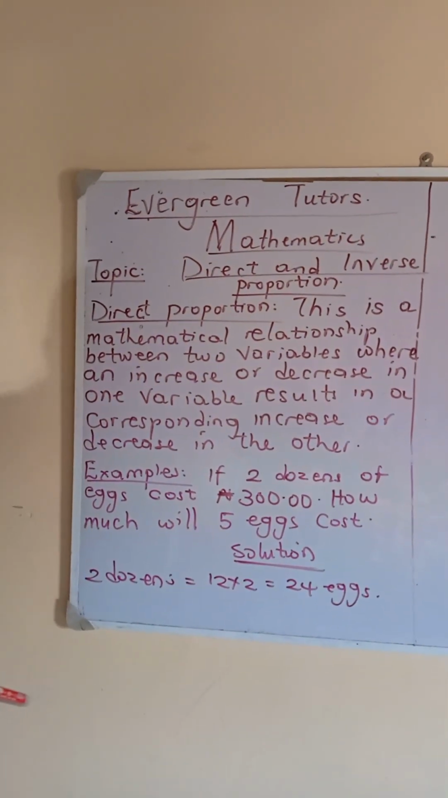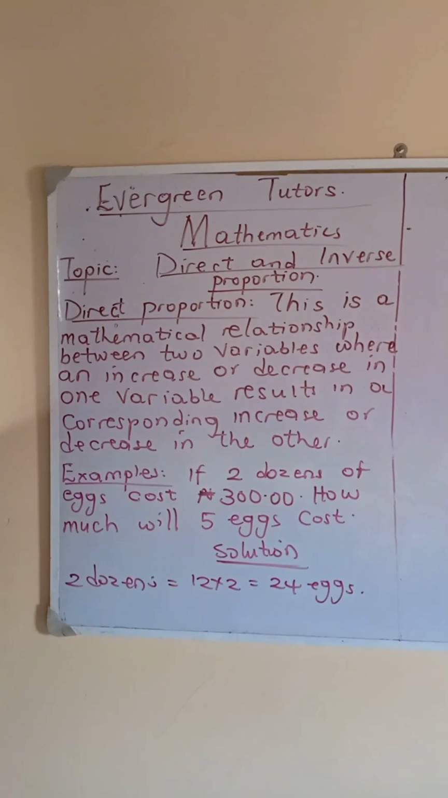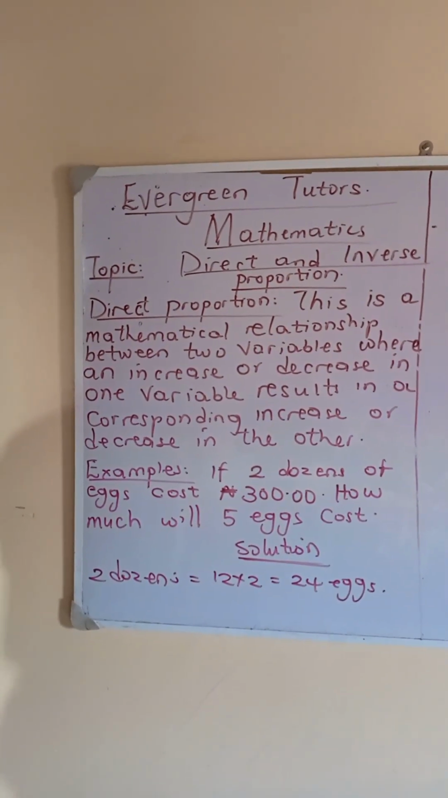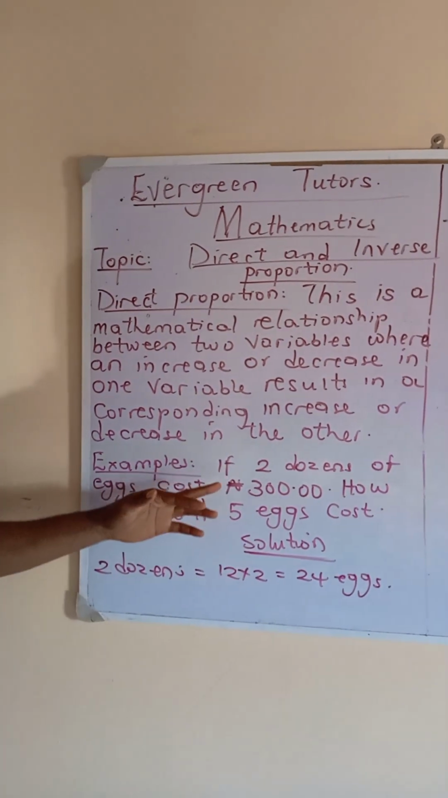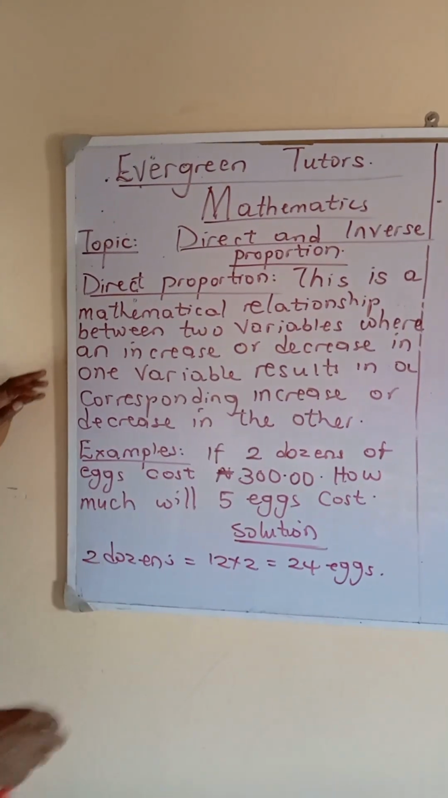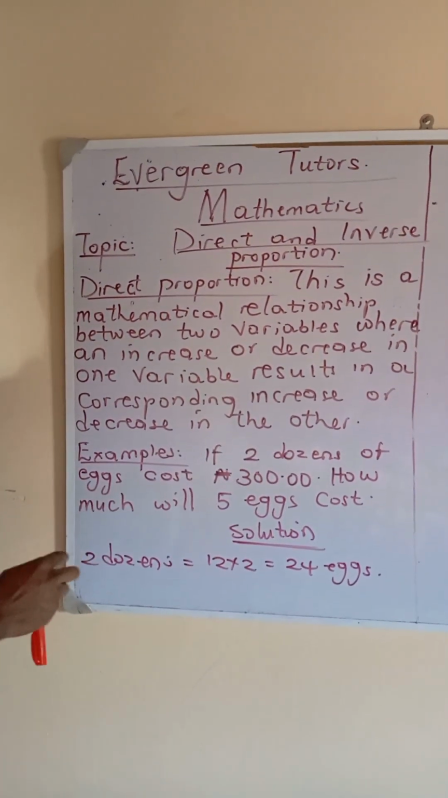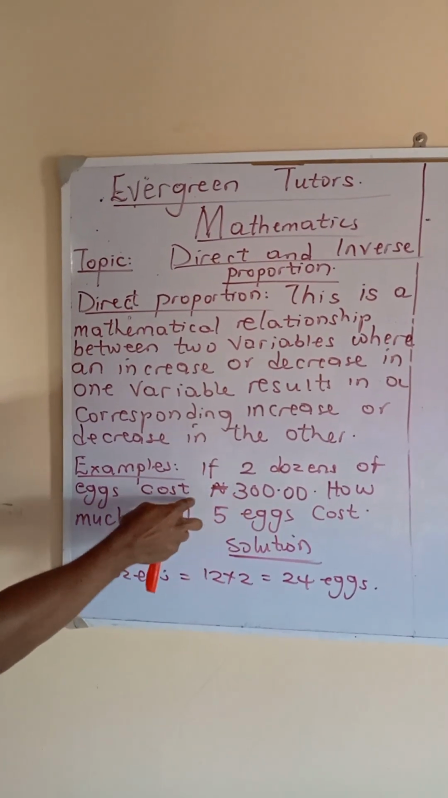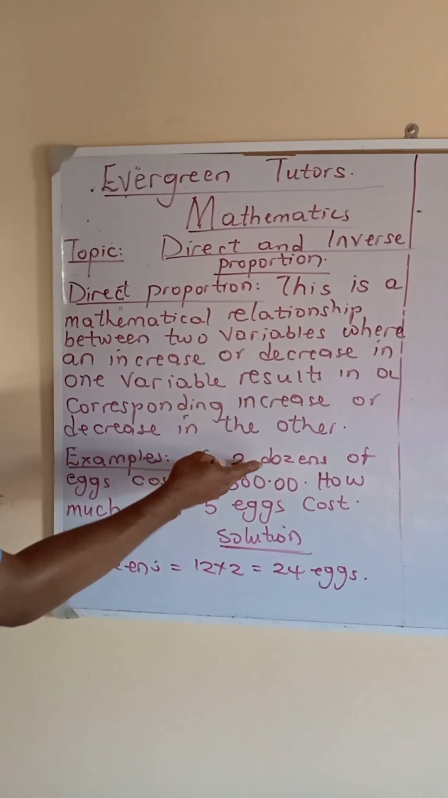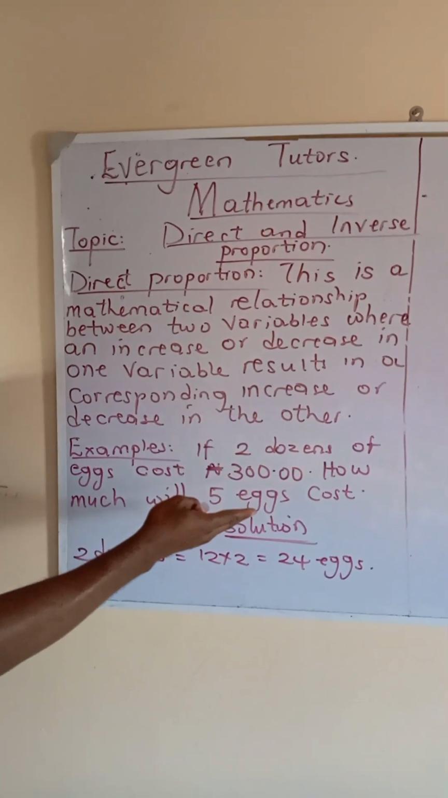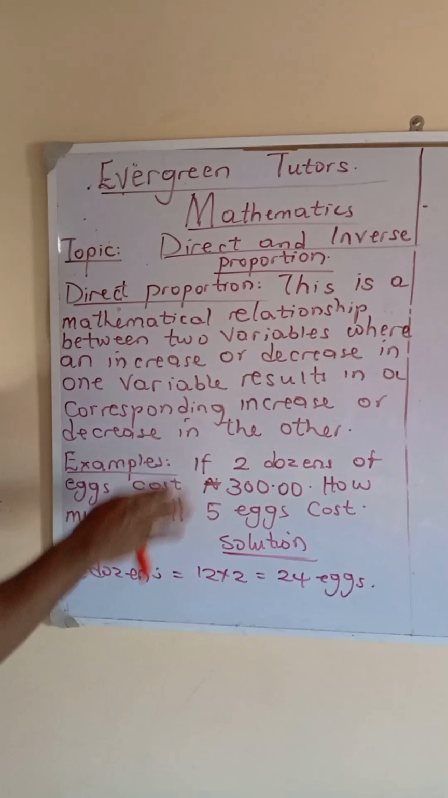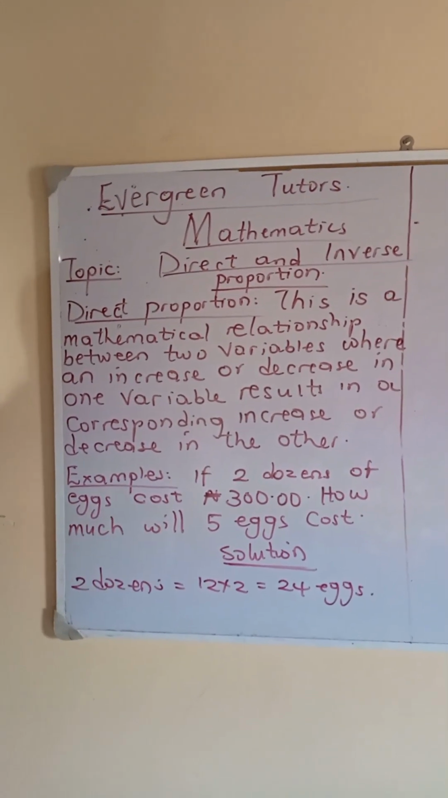Now, in this first example, if 2 dozens of eggs cost 300 naira, how much will 5 eggs cost? Now, this is a relationship between quantity and the price. 2 dozens of egg is the quantity, and then the cost is the price. It means that as the quantity is increasing, the price is also increasing. As the quantity is reducing, the price is also reducing. Now let's see how we can solve this.